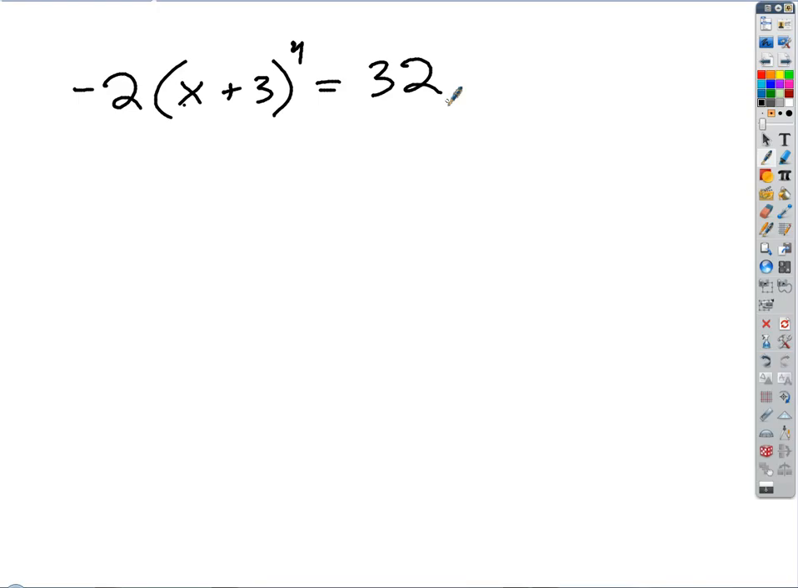Okay, how about that one? Divide by -2. Okay, divide by -2, right? So what's that give me? x plus 3 to the 4th equals -16. Okay, now what? Okay, 4th root of both sides?